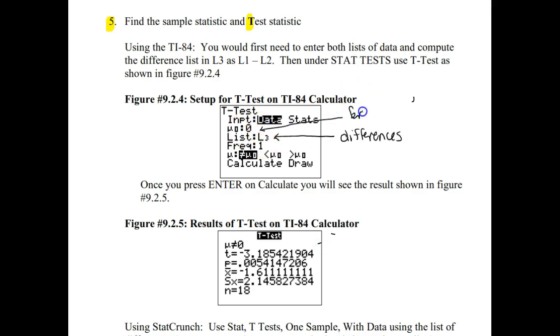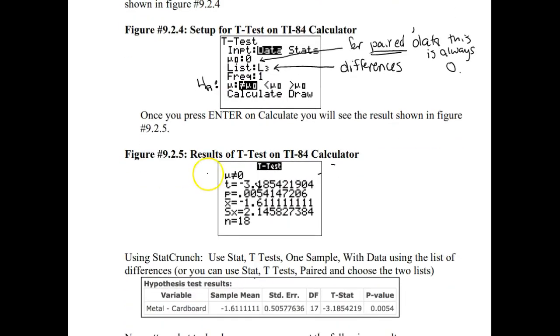Okay, so for paired data, this is always 0. So now if we go back to the previous chapter's homework, we shouldn't always put a 0 there. But for paired data, this will always be 0. And again, we are testing for our alternative hypothesis that this mu sub d, we don't see the subscript here, is different than 0, our mu sub 0 that we typed in there. And so then we can hit calculate to get our output screen.